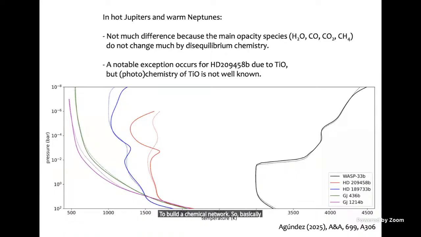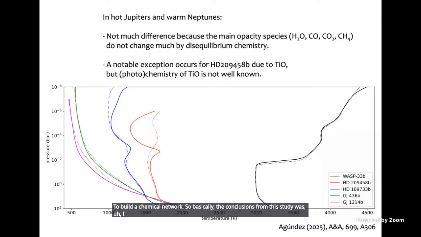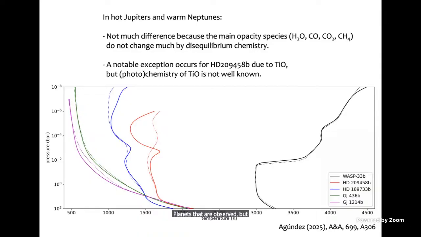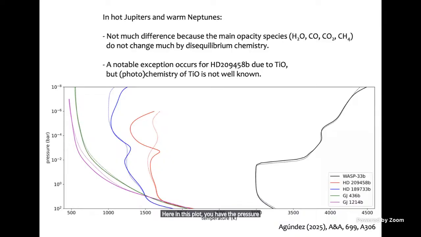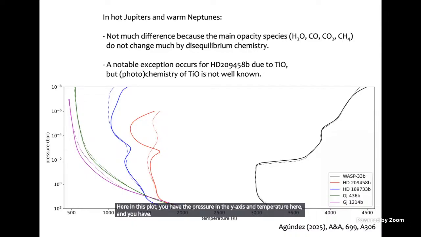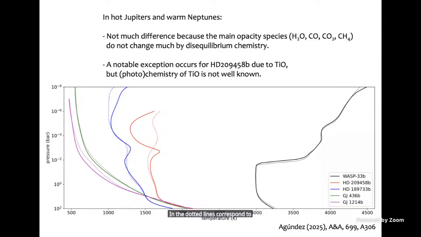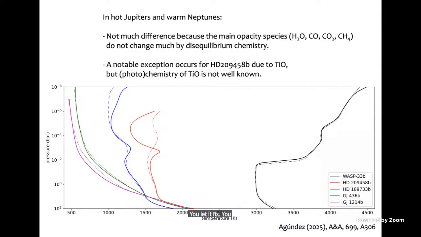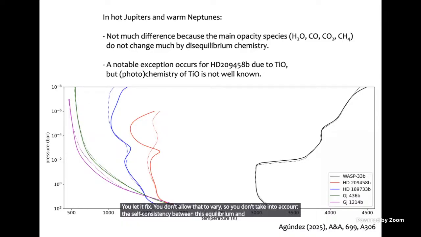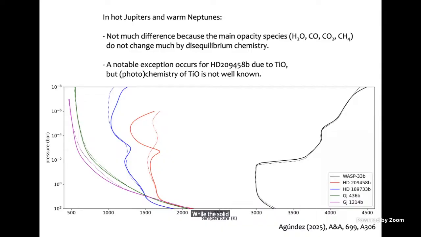The conclusions from this study: I focused on typical planets that are observed, ultra-hot Jupiters and warm Neptunes. In this plot you have pressure on the y-axis and temperature on the x-axis. The dotted lines correspond to the case in which you compute the temperature at chemical equilibrium and then keep it fixed, so you don't take into account the self-consistency between the equilibrium and temperature. The solid curves correspond to the case in which you take into account this interdependence.